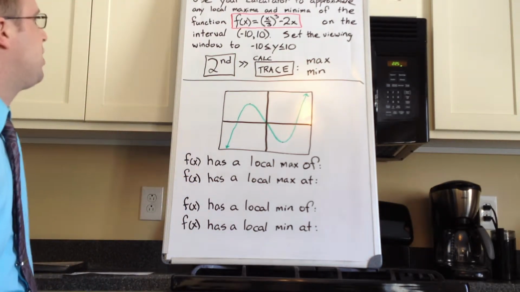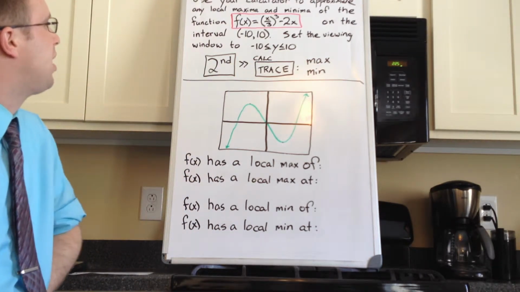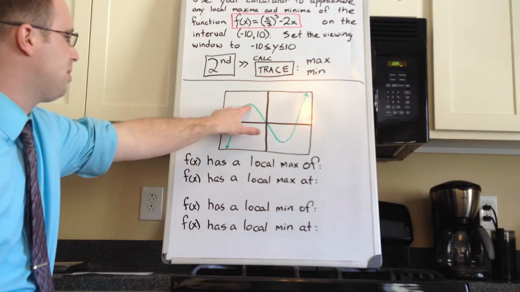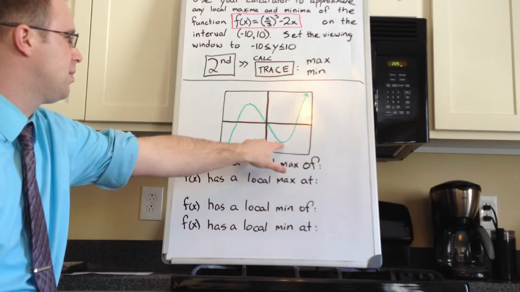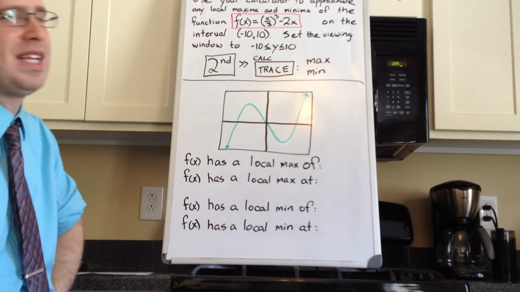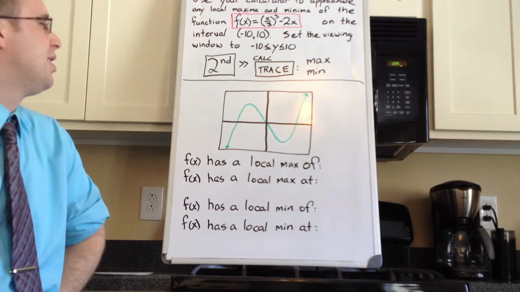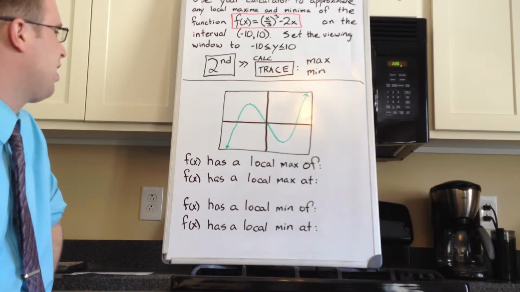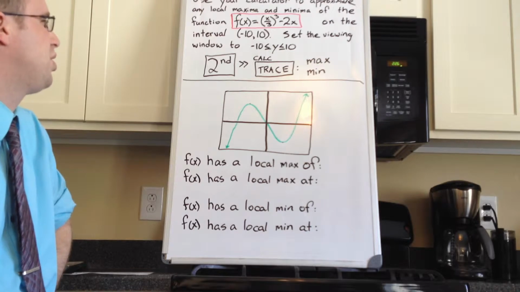What it's asking us to do is approximate any local maxima and minima of the function. We can see that there's going to be one local maximum and one local minimum there, but they are not going to come out neatly. It's going to be an endless messy decimal. So we're going to calculate it with the calculator and then round it to 2 decimal places.